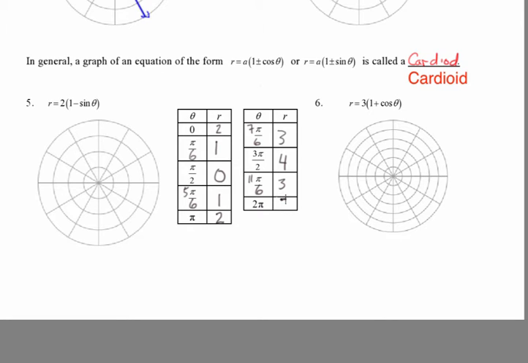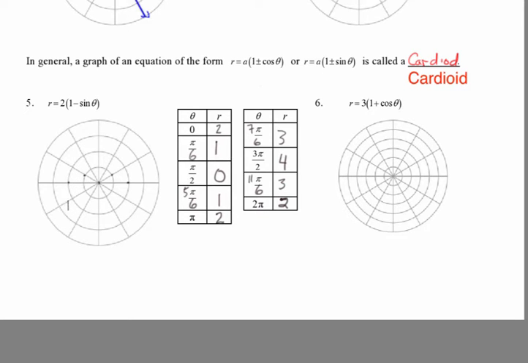And then 3 pi over 2 would be negative 1. No, 2 pi would be 0, so that would just give us 2. All right, so now we just go ahead and plot all these points. At 0, it is 2. At pi over 6, it's 1. And then 0. And then we have our symmetry at 5 pi over 6. And then at pi, it's 2.